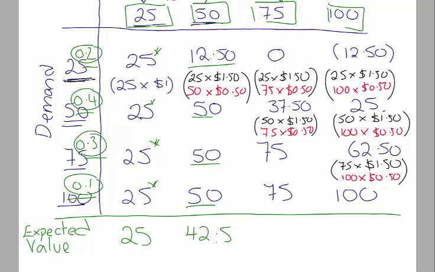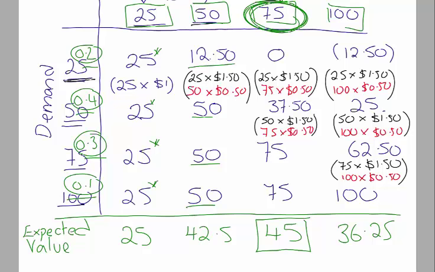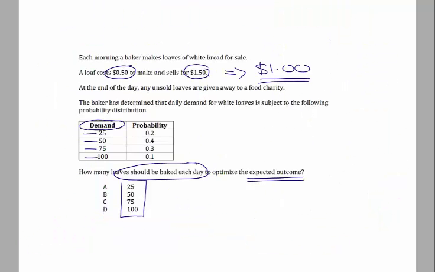42.5. A similar approach to the next column will give you an expected value of 45, and for the last column you would get 36.25. Therefore, if you want to maximise your expected outcome, which would be 45, you would therefore have to bake 75 each day, and therefore the correct answer is C.